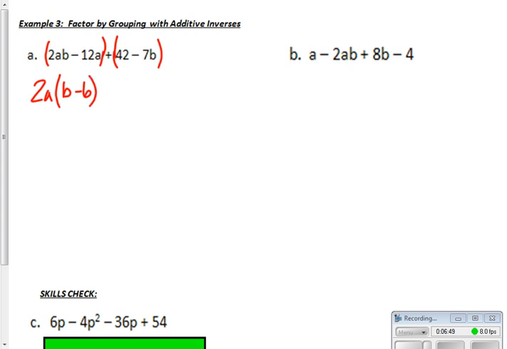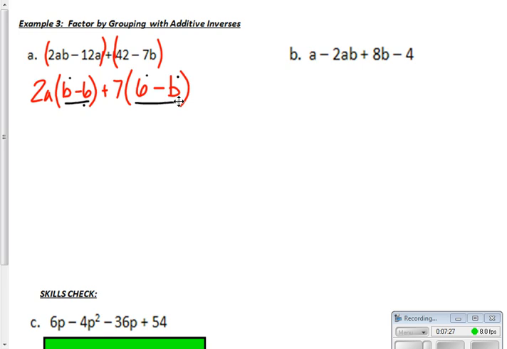In the second group, I'm going to go ahead and drop that plus sign down. I can factor out a 7, and when I factor out a 7, I wind up with 6 minus b. Here's where our additive inverse comes into play. You'd notice that these two are not identical. We have b minus 6 and 6 minus b. Notice b is positive here, b is negative here. 6 is negative here, 6 is positive here. So in order to do this, we have to do the inverse.